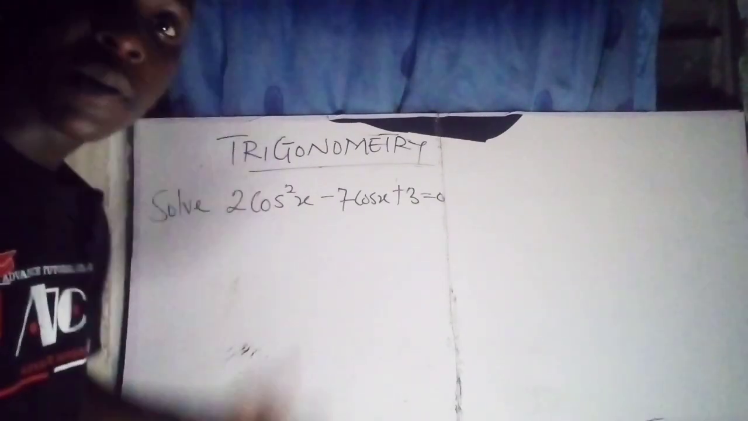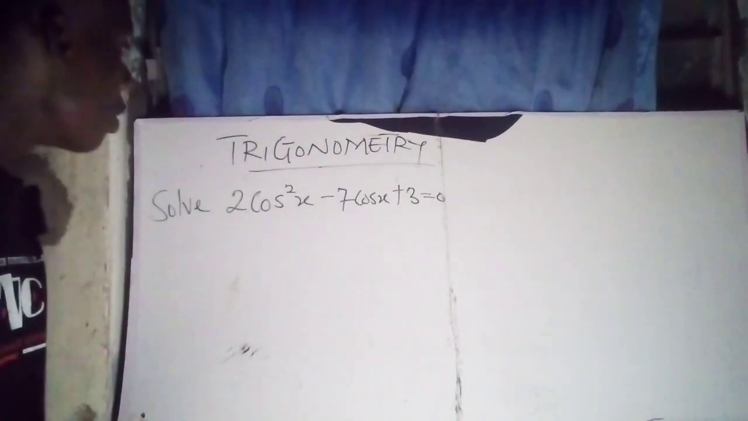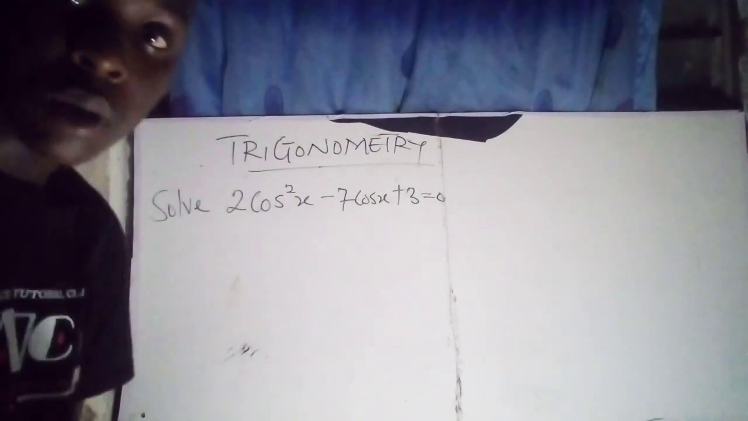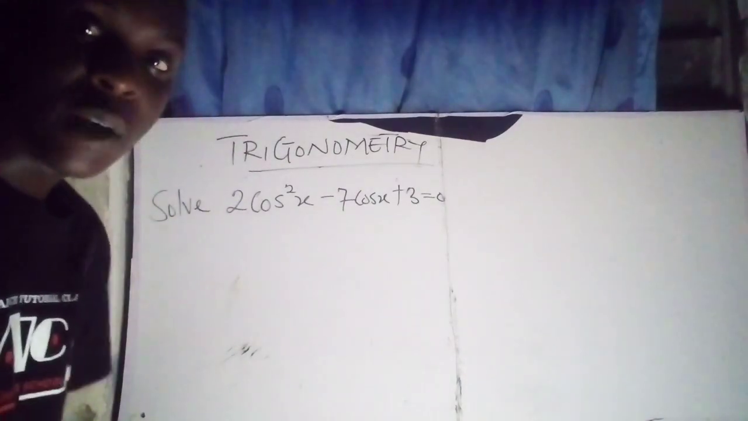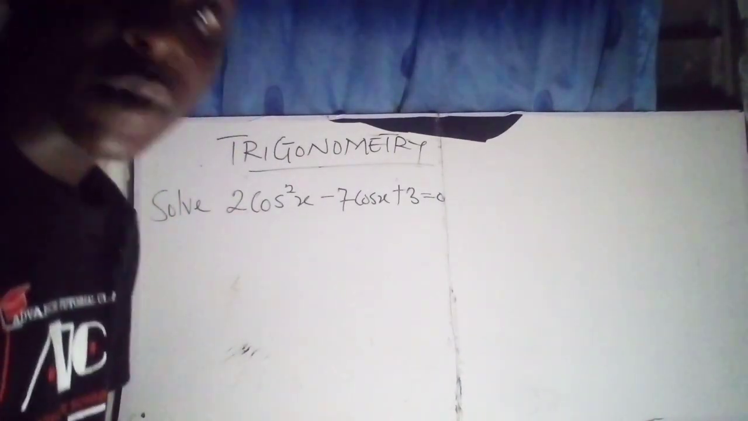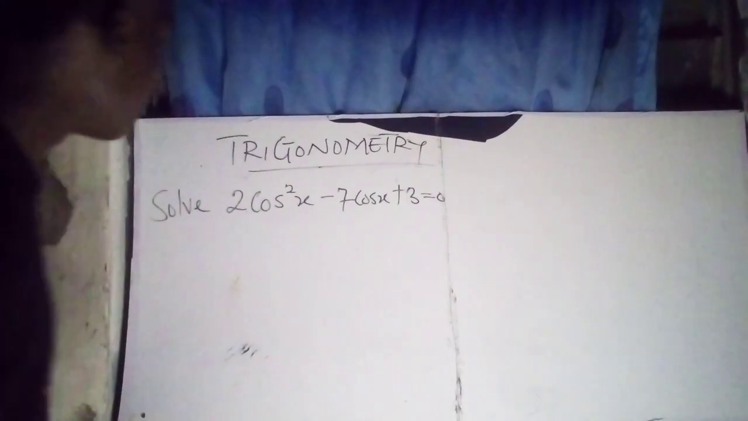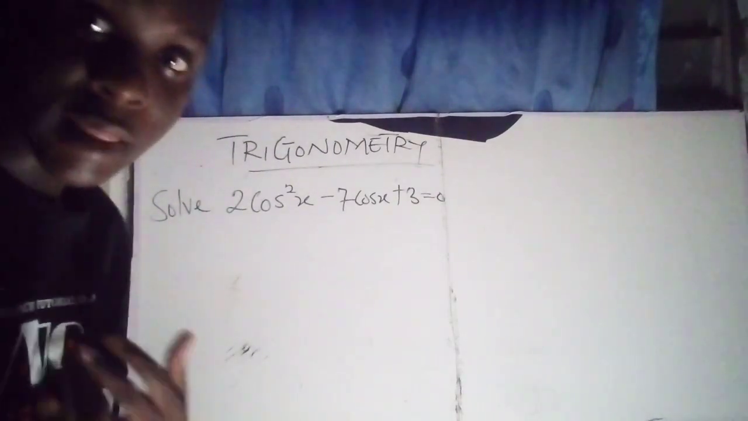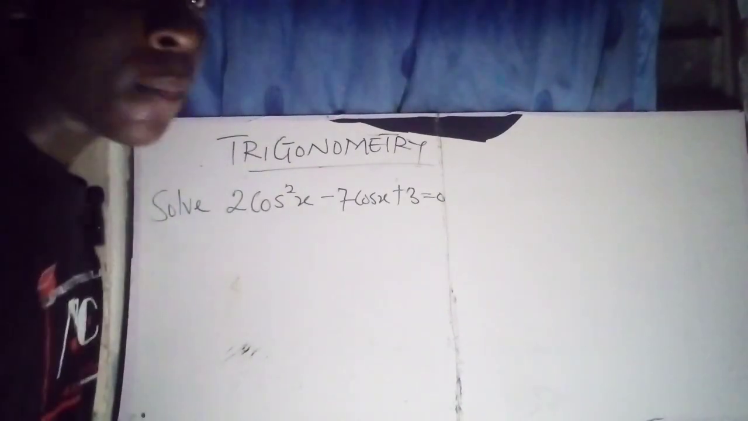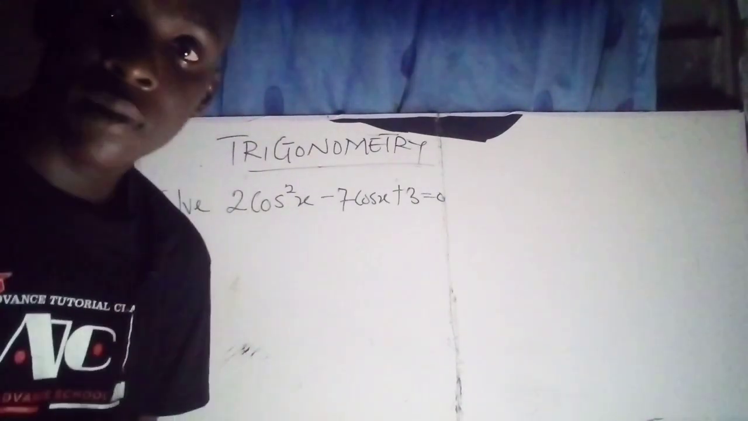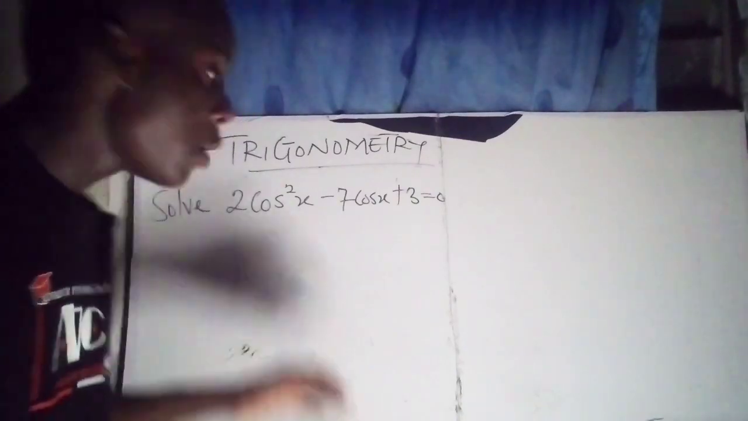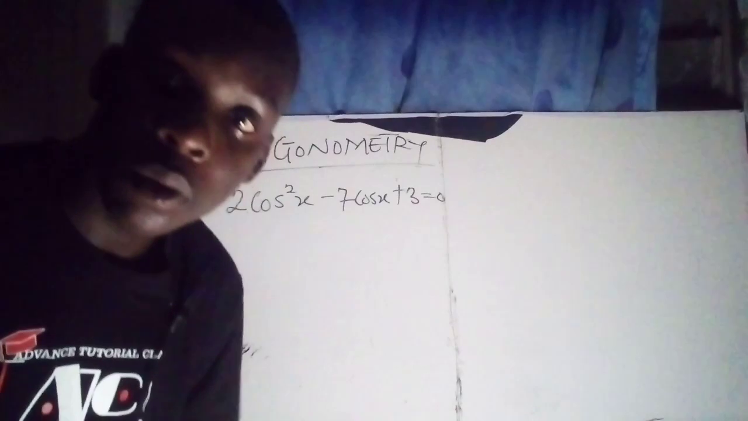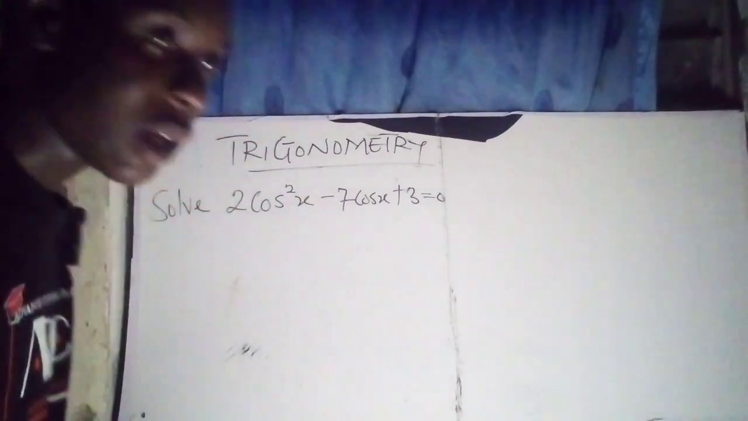Now, for us to solve this problem, we need to make this equation look like what? A quadratic equation. And how do I do that? What I will simply do is to substitute the value p. You can use any letter you want. I substitute p in place of cos x. So anywhere you find cos x in this equation, you use the value p. Let's do that as quickly as possible.